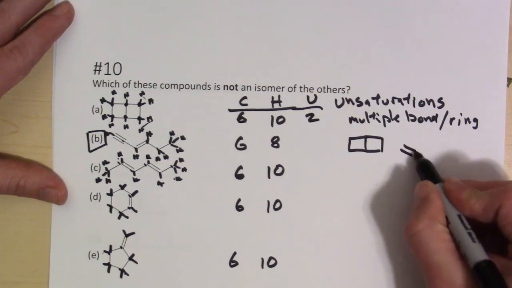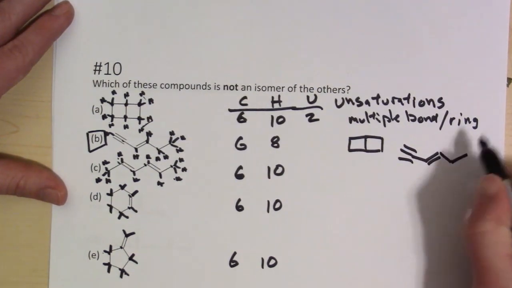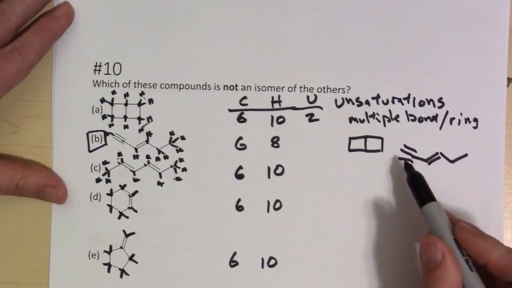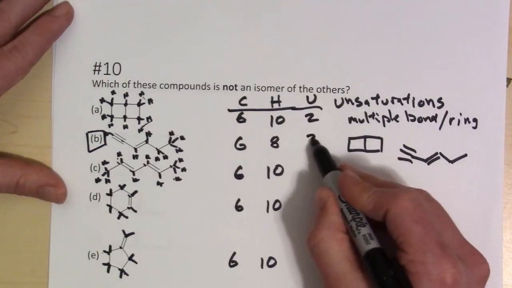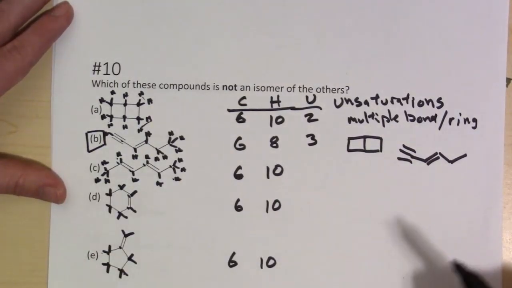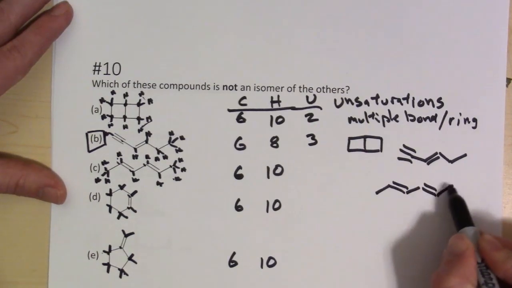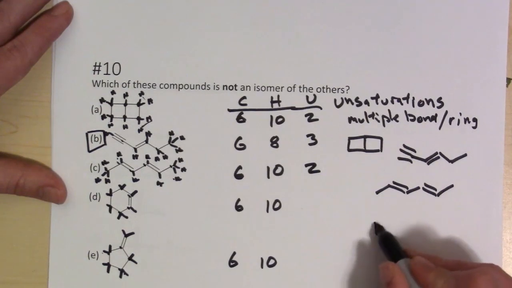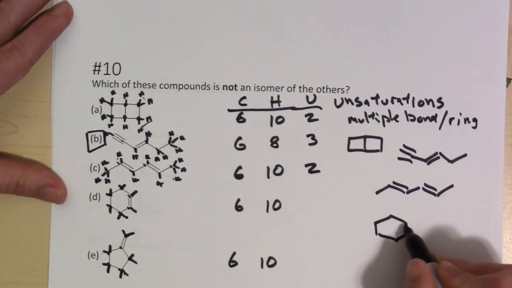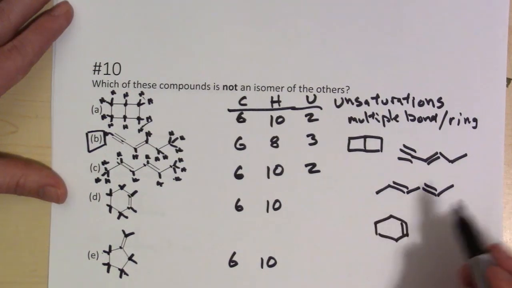B was a triple bond and a double bond. So a triple bond has 2 unsaturations, a double bond has 1, so B had 3 unsaturations. C had 2 double bonds, so that's 1 unsaturation each. D was cyclohexene, so it had 1 ring and 1 double bond, so 1 unsaturation for each of those gives us 2.